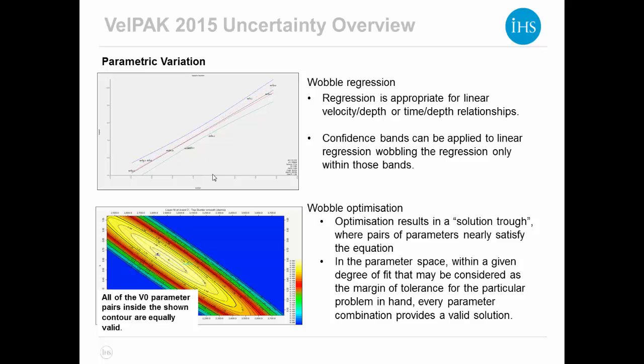Regression is appropriate for linear relationships of velocity depth or time depth, the classic V equals V0 plus Kz, for example, where Z is depth and V0 is the intercept on the y-axis. Confidence bands can be applied to linear regression, for example at 95%, and we can wobble the regression within those bands.